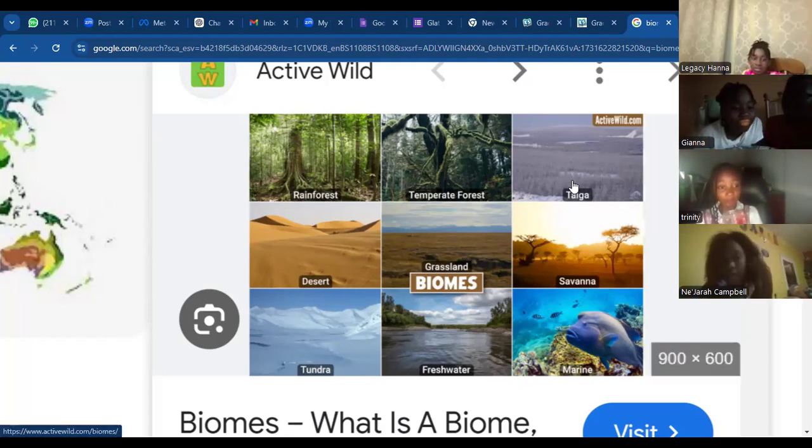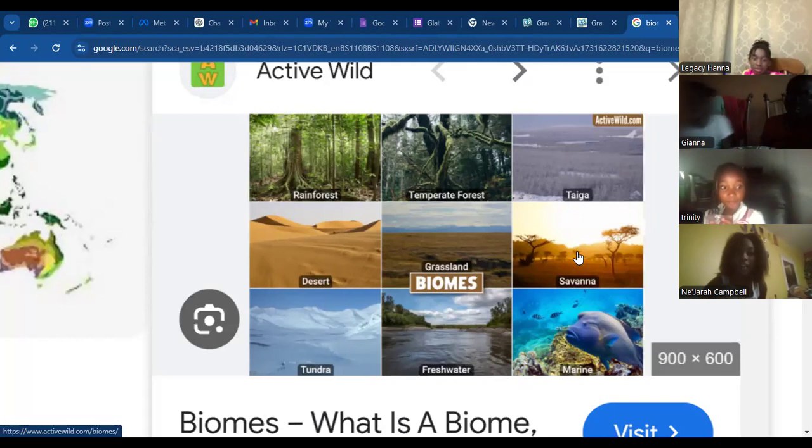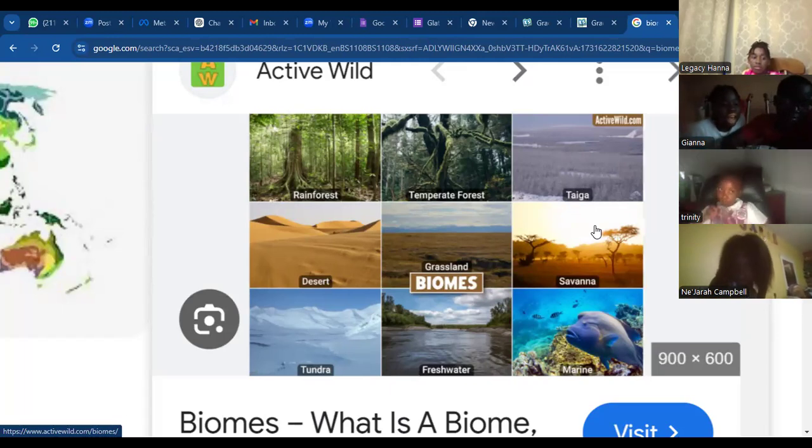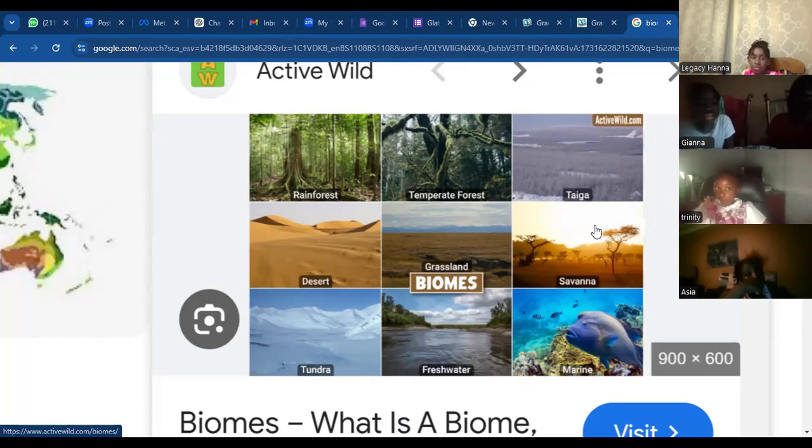Lions, gazelle, zebra, elephant, antelope, elephant, lion. Wolf.